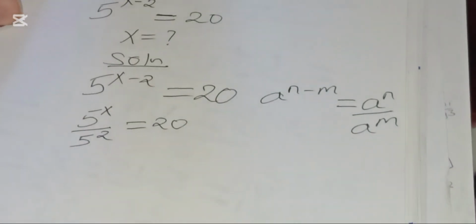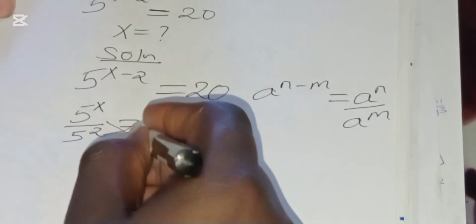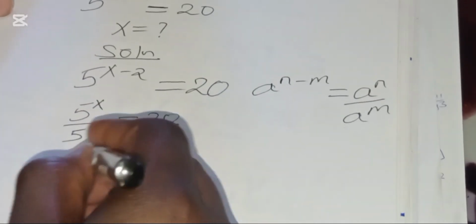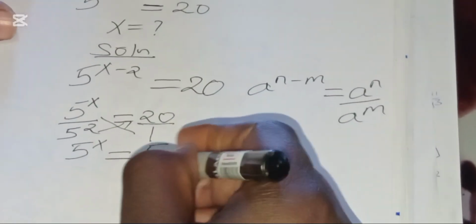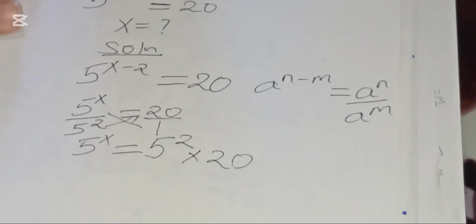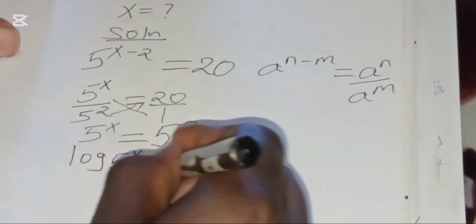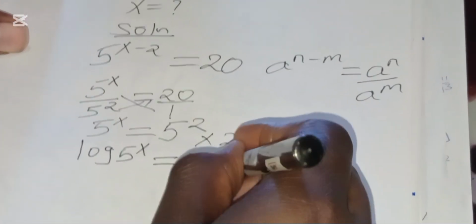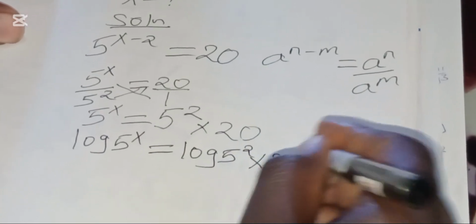Okay, 20 is our whole number, so this is over 1. So let's cross multiply this. If you cross multiply, you're going to have 5 raised to power x is equal to 5 raised to power 2 multiplying by 20. Now from here we apply the natural logarithm for the value of x. So you'll have log 5 raised to power x, this is equal to log 5 raised to power 2 multiplying by 20.